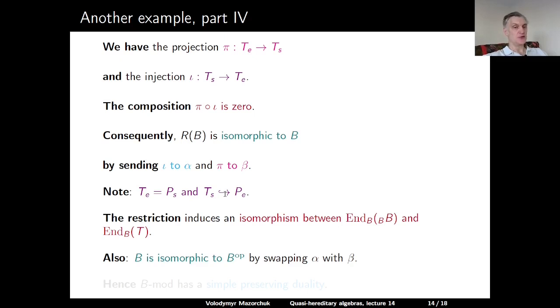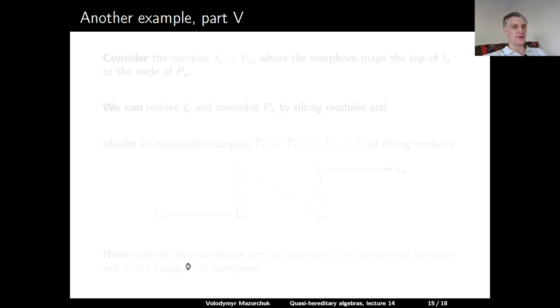It is isomorphic to B op by swapping alpha and beta, and so this algebra is isomorphic to its opposite algebra, which means that the category of B modules has a duality, and since our isomorphism preserves the idempotents, the duality is simple preserving. Okay, let's go further.